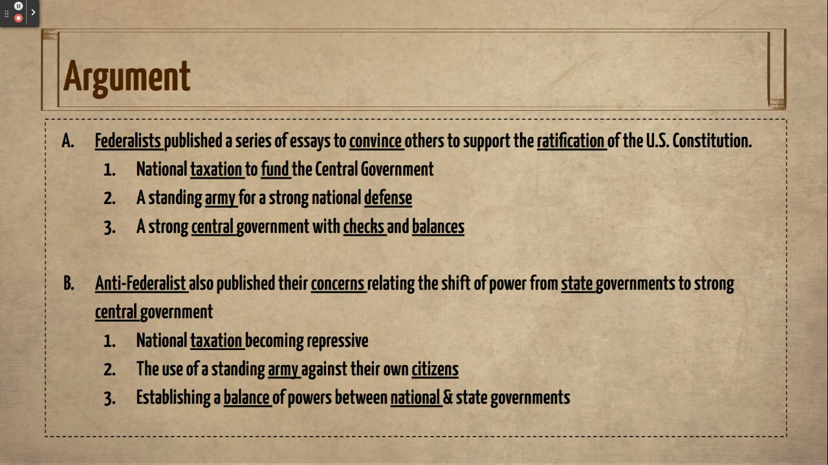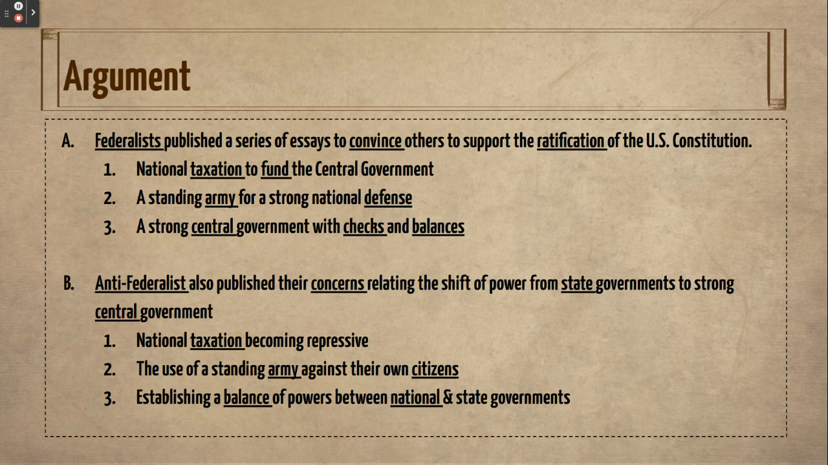The Anti-Federalists, they published their concerns and essays as well, and they argued that if the government had the power to tax, it would become too repressive, meaning that they would just keep increasing the taxes and they would keep taking the people's money. They also argued that if the government had an army, that they would use it against their own citizens. And they also argued that establishing a balance of powers between national and state governments was necessary. They did not want the national government to be stronger than the state governments. They thought that there either should be some sort of balance or that the states should be stronger than the national one. So again, they're complete opposites.